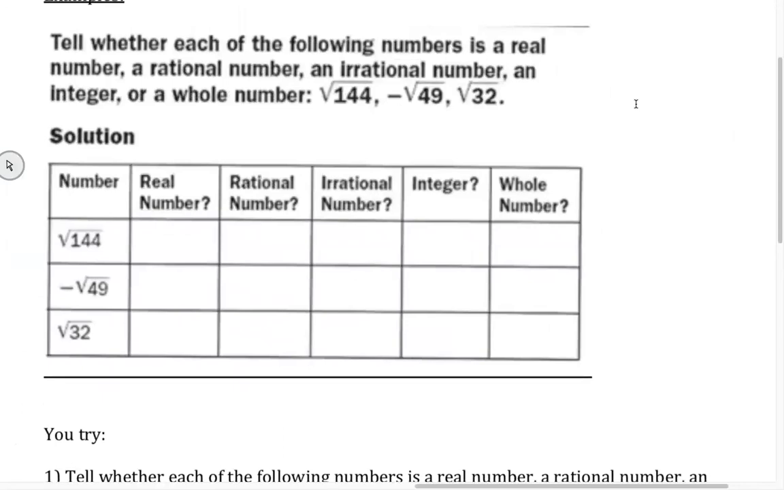All right, over here, I have a table and I'm being asked to determine whether it's a real number, rational, irrational, integer, or whole number. So I need everybody to type in these three things into their calculator real quick. Who can tell me what the square root of 144 is? 12. Who can tell me what negative square root of 49 is? -7. Thank you. And what is the square root of 32?